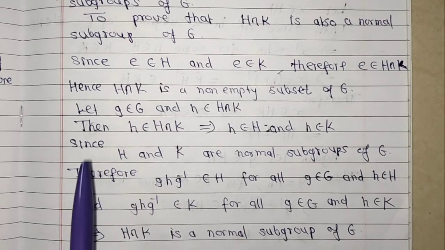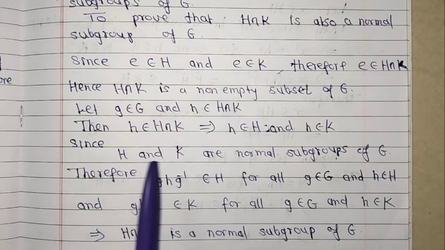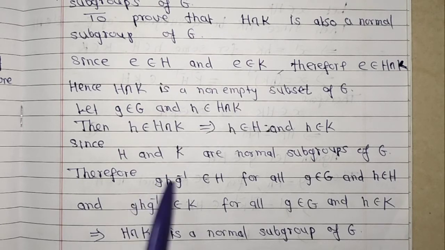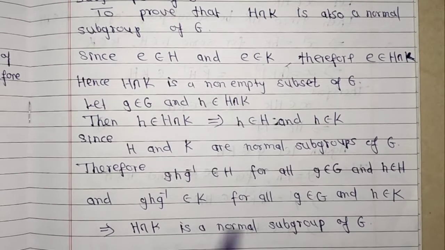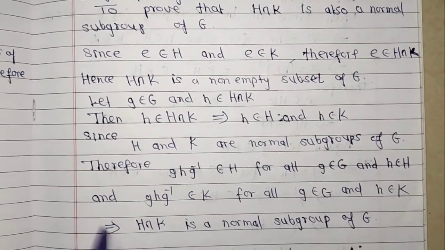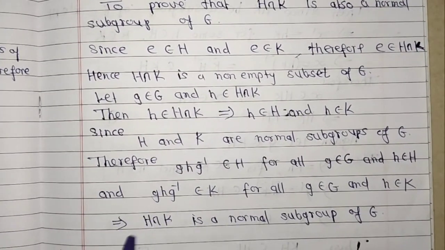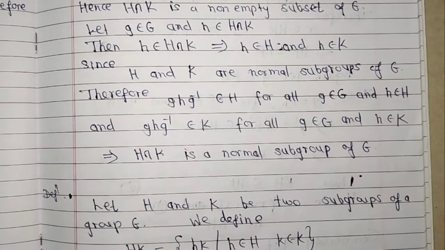That means if H is normal, then g h g inverse belongs to H. Also g h g inverse belongs to K for all g belongs to G and h belongs to K. This implies g h g inverse belongs to both H and K. This implies H intersection K is a normal subgroup of G, since this property of normal subgroup is satisfied by both H and K. Now we consider one definition.